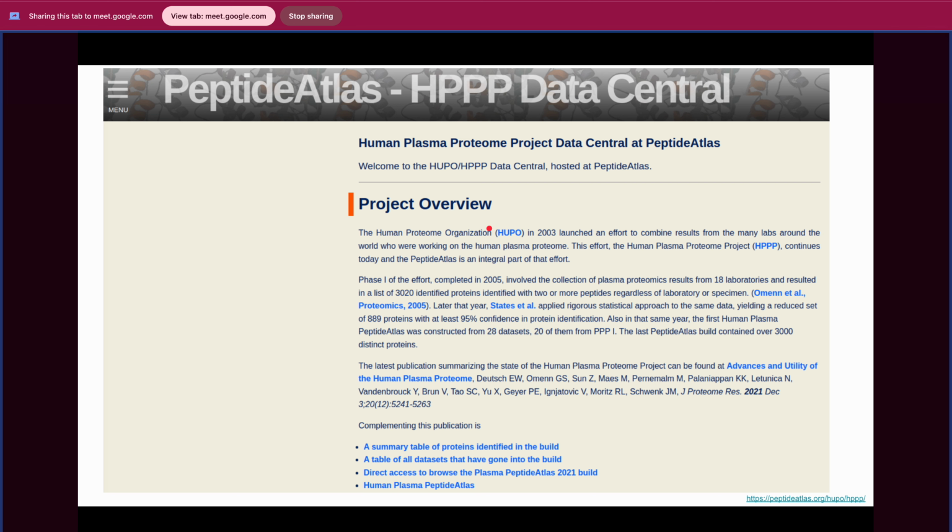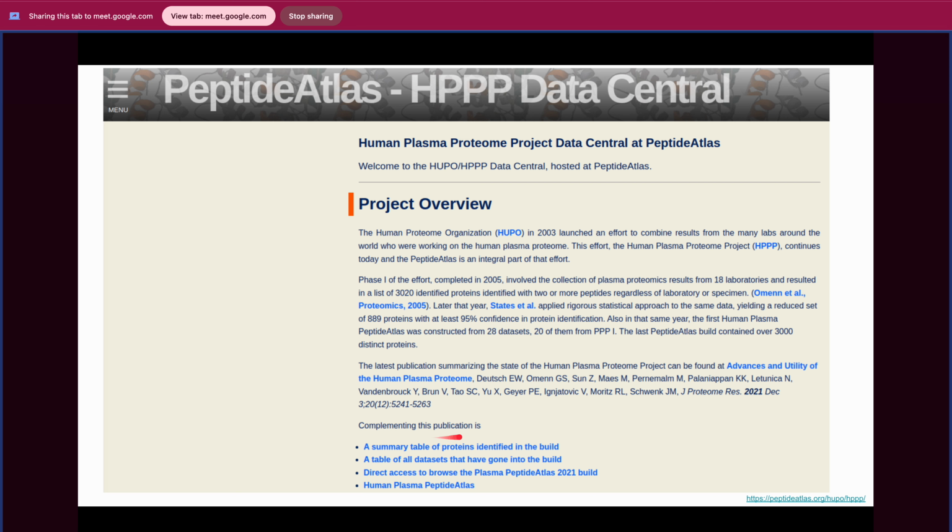What is the overview of the project, when it started, how many laboratories came up and contributed, how many data sets were constructed, and how many data sets are specific to this plasma proteome project. Similarly, latest publications are also available. Whenever these data sets have been constructed, these people also write a paper on how the data collection has been done. So you can explore their publications to see how they were able to identify and what steps and workflows they followed.